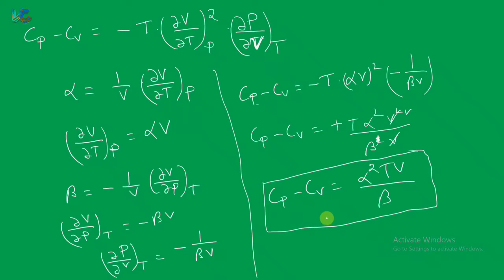For 1 mole of ideal gas, the relation is Cp minus Cv is equal to R. Here we are getting Cp minus Cv is equal to alpha square T V by beta, where alpha and beta are thermodynamic coefficients. This we know. So now you have this relation, Cp minus Cv is equal to alpha square T V by beta.